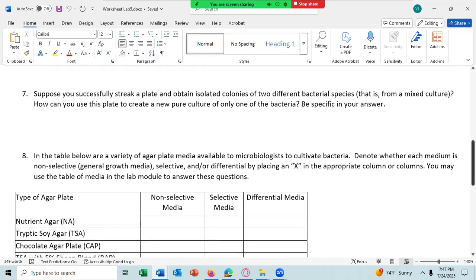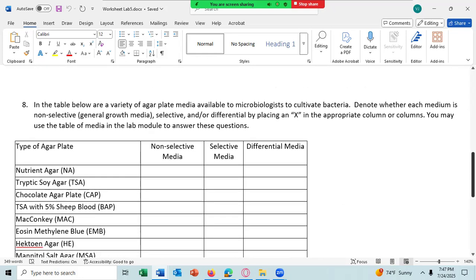Number 8. In the table below, we have a variety of agar media available to microbiologists to cultivate bacteria. Denote whether each medium is selective, non-selective, or differential by placing an X in the appropriate column or columns. You may put more than one X in the table for each row. You don't have to, but you may. You may use the table of media in the lab module to help answer this question.